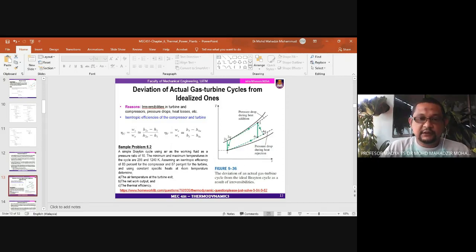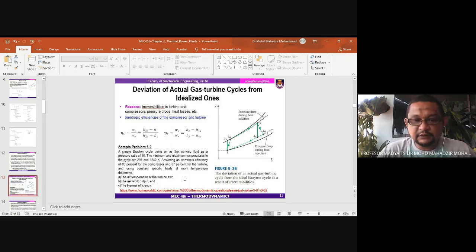Okay, we look at the example. When and how you have to do this analysis based on the equation, based on the question. Look at sample problem 6.2. It gives a simple Brayton cycle using air as the working fluid, with a pressure ratio of 10. The minimum and maximum temperatures in the cycle are 295 and 1240 Kelvin.